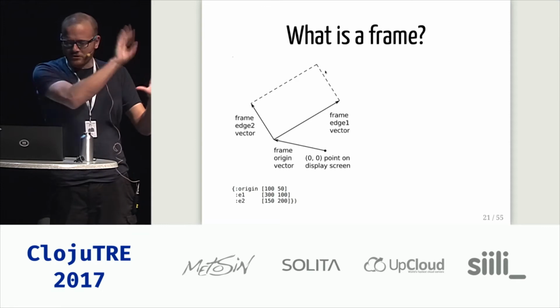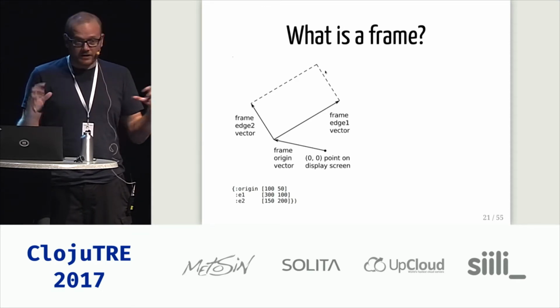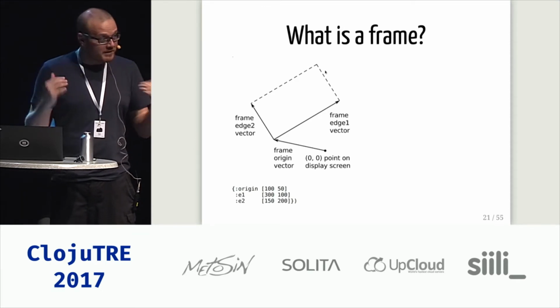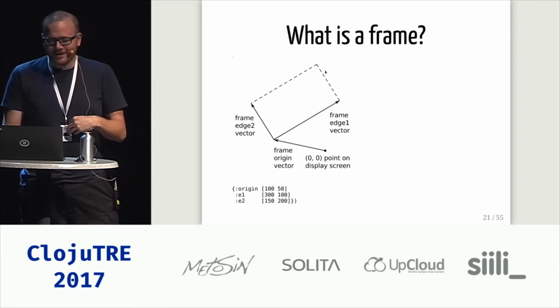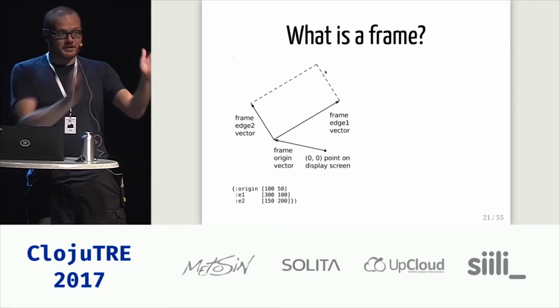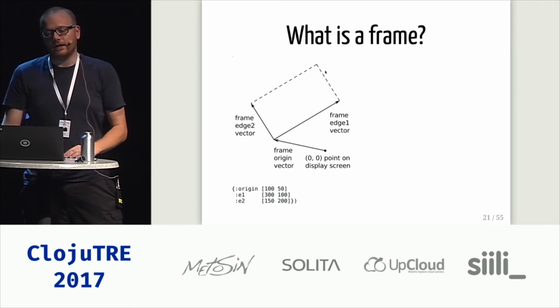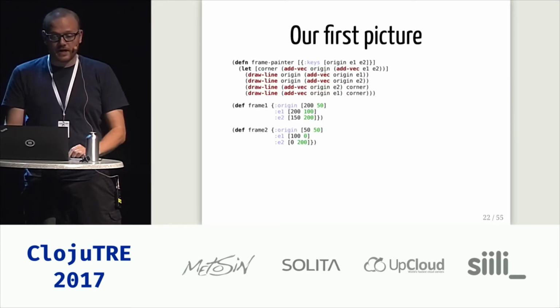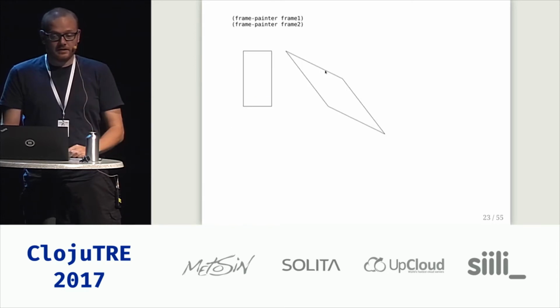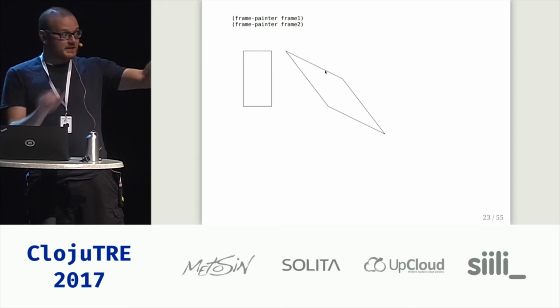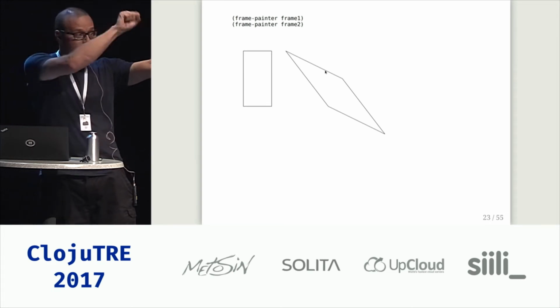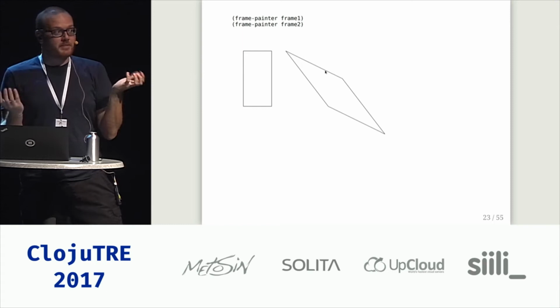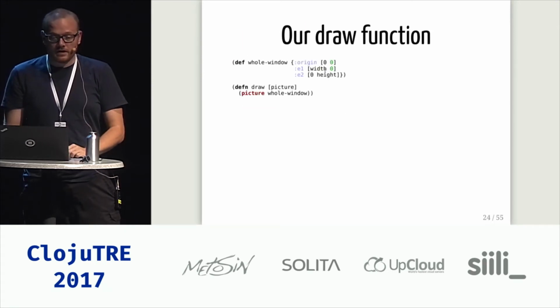So take a frame, draw a picture in it. That's the responsibility of the picture, which is a function. Yeah. So the frames are just described as an origin and then a vector offset. And then our first picture just draws the outside of the frame. So it draws a line. So if we've got frame 1 and frame 2, we can call frame painter on it because that's just a picture. A picture takes a frame and draws itself. So the frame painter meets our interface.